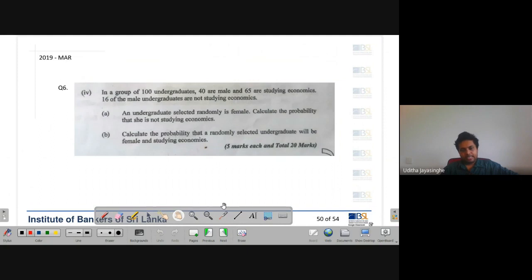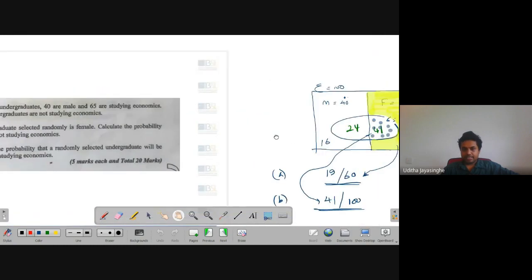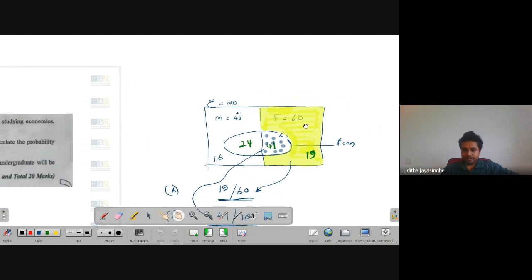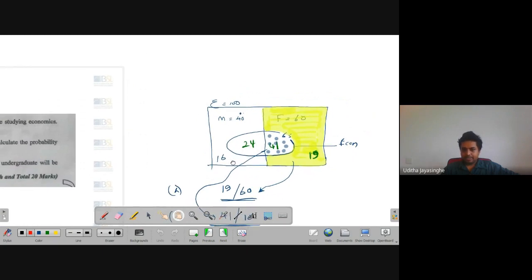Now this question I think has been discussed before, but for completion's sake. A group of 100 undergraduates, 40 are male, 65 are studying economics, and 16 of the male undergraduates are not studying economics. So you put up the question, and the green color text are ones that I have calculated later. 40 male, 60 female, we know. 16 are not studying economics, so that means 24 should be the other. 65 students are studying economics. That means if this is 24, 41 students must be female and studying economics.